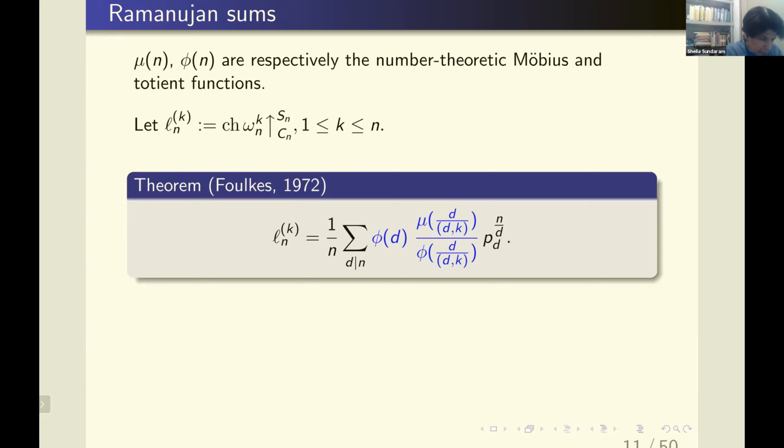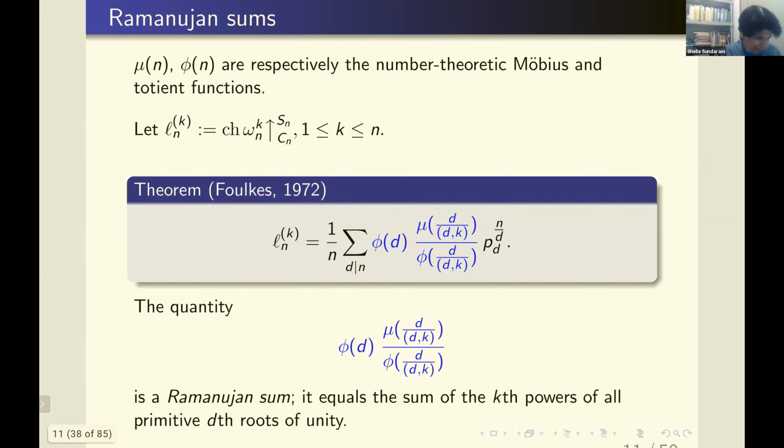So this thing in blue is what is called a Ramanujan sum. I don't know anything about the history of it. That's what it seems to be called. I do know that it's quite old. It goes back to von Sterneck and Hölder, but the things I know about it are from the book by Hardy and Wright, so that's pretty old too. It equals, so what is it? It's the sum of the kth powers of all primitive dth roots of unity, right? If you work that out, it's kind of an intricate calculation if you're doing it for the first time, but it comes out to be this.